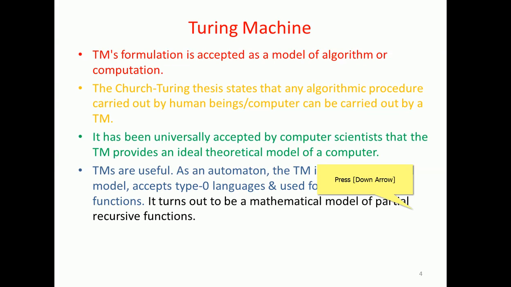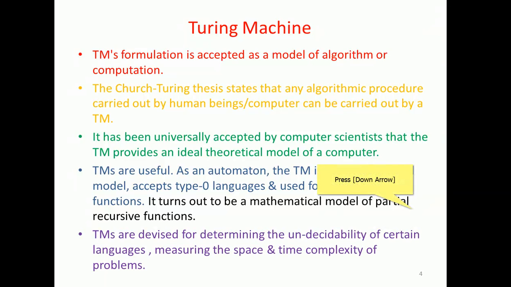It is a type 0 language, used for computing functions. So it is used for determining some value through some functions, so that certain steps will be computed and it will be able to produce some results. It turns out to be a mathematical model of partial recursive functions. The recursive function which provides some solution is going to be emulated, generated with the help of the Turing machine model.